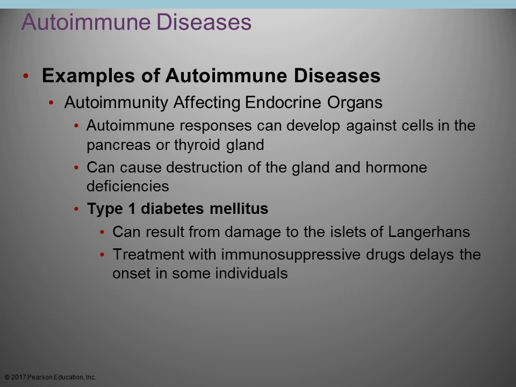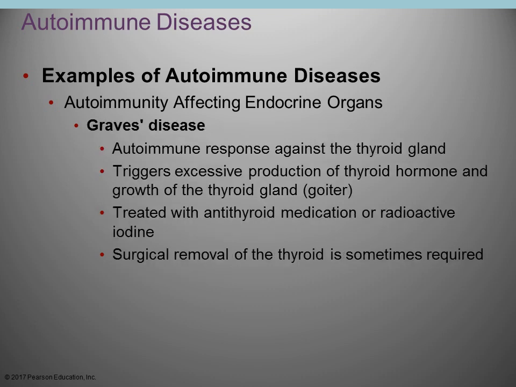Another example is type 1 diabetes mellitus, where you have damage to the islets of Langerhans in the pancreas, and you can treat this with immunosuppressive drugs, which can help delay it. It does eventually cause destruction of the gland, and the hormone deficiency follows that.